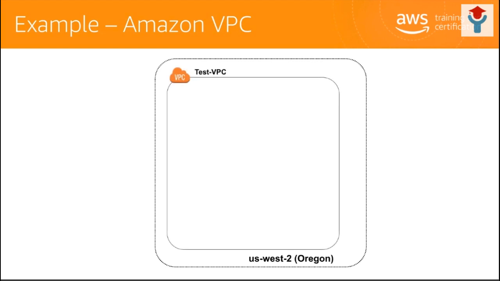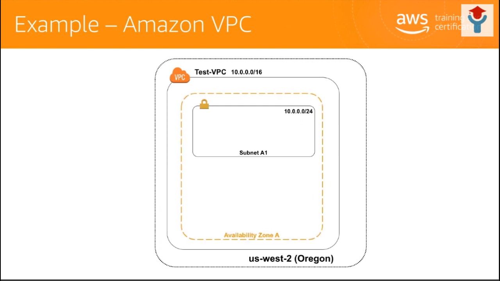I'll give it a name, Test VPC. And I'll define the IP address space for the VPC. The 10.0.0.0/16 is the classless interdomain routing format and means that I have over 65,000 IP addresses to use in the VPC. Next, I create a subnet named Subnet A1, and I have assigned an IP address space that contains 256 IP addresses. Also, I specify that this subnet will live in Availability Zone A.